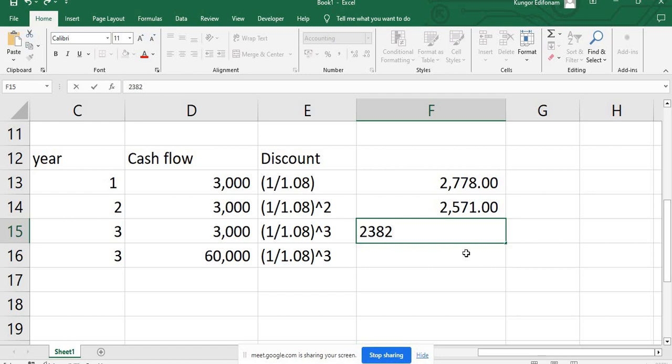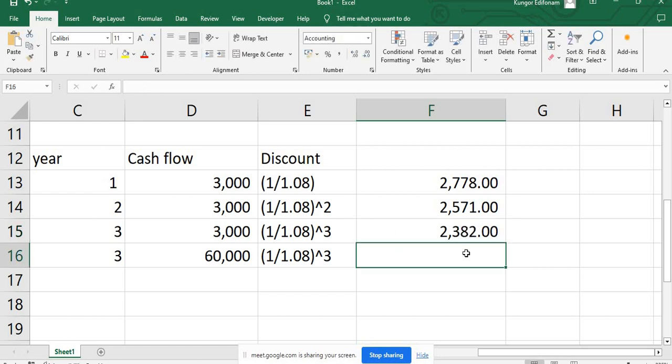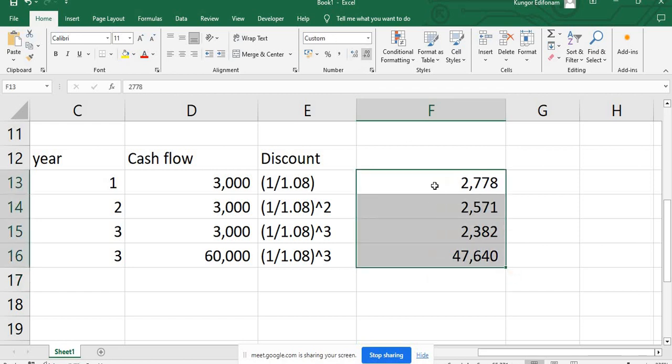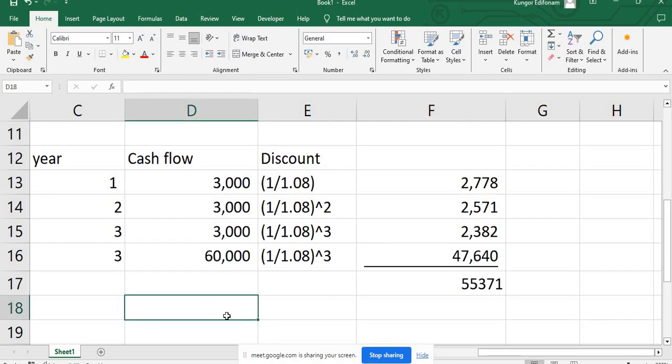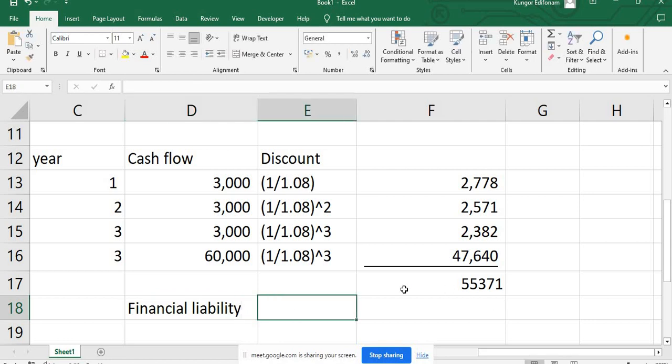So the third year will give us 2,382. And then the last year, which is the third year, because that year will be the redemption, we'll have 47,640. All right. So this will be the present value of the cash flow. The standard says that the summation of all these should give us our financial liability. That's what the standard is saying, that if you have a convertible loan note, we should always split it. So we will term it as our financial liability. We can have it here. Financial liability.